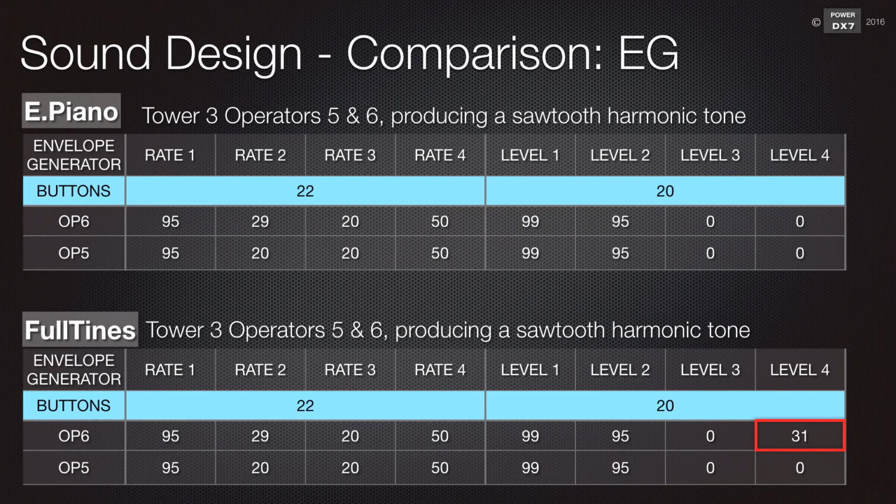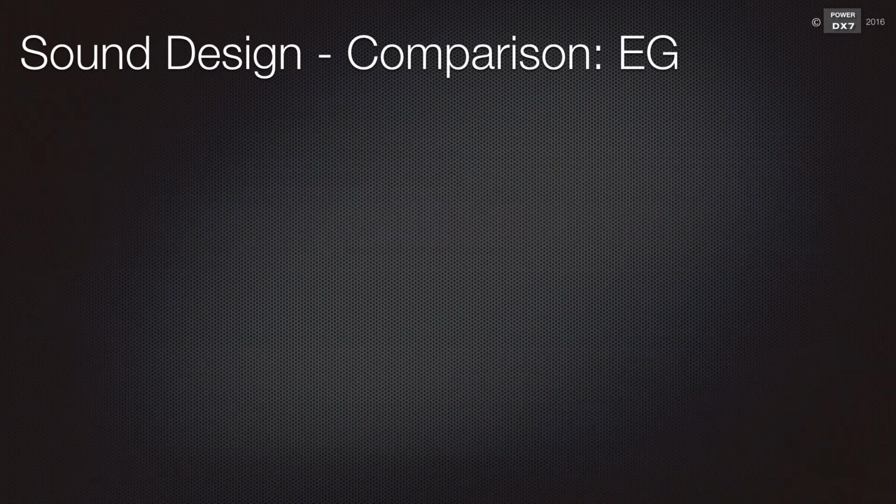For Tower 3, E.Piano 1 has no sustain at level 4 for both operators 5 and 6, but Fulltines has sustain at level 4 for operator 6. Let's visualize to understand those envelopes better.